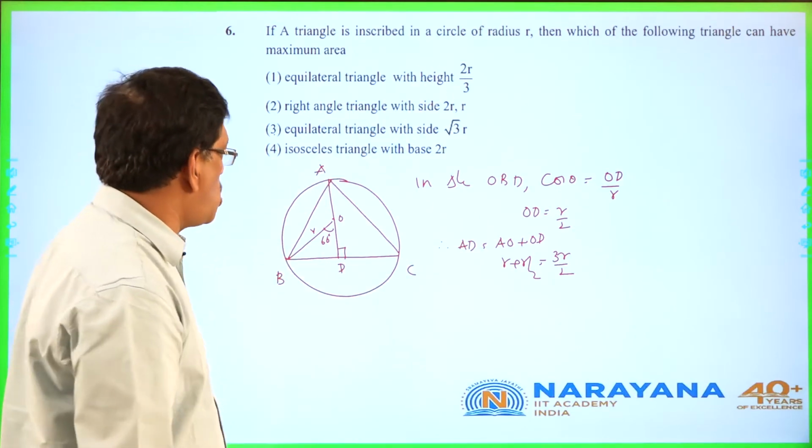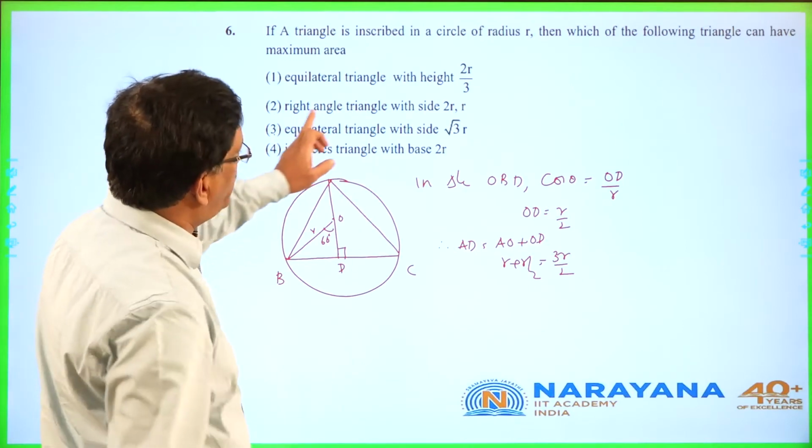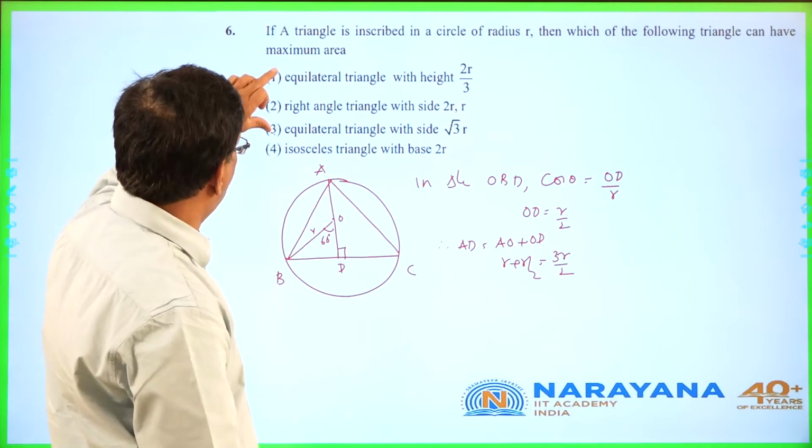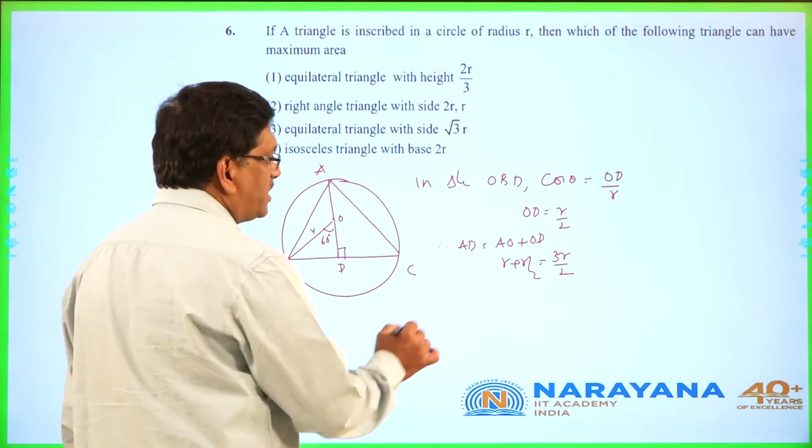So that is wrong. Next, we want right angle is not maximum area. Isosceles is not maximum area. It is only 1 and 3. Now let us check out.